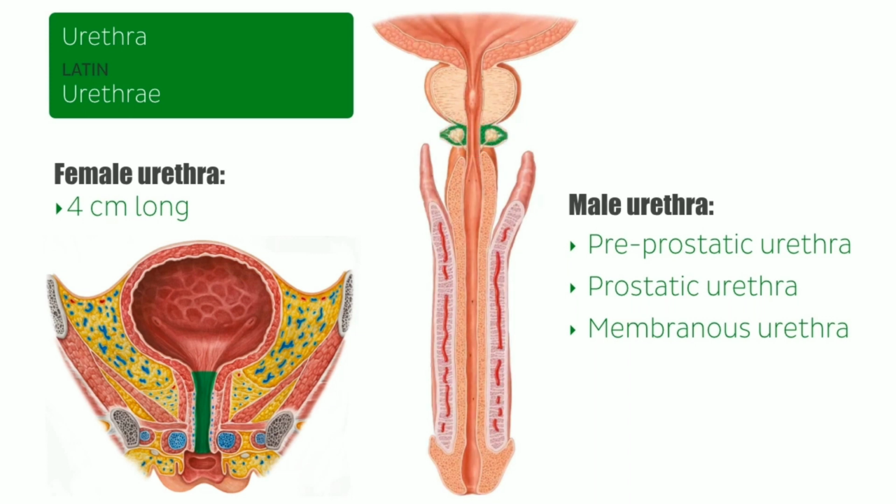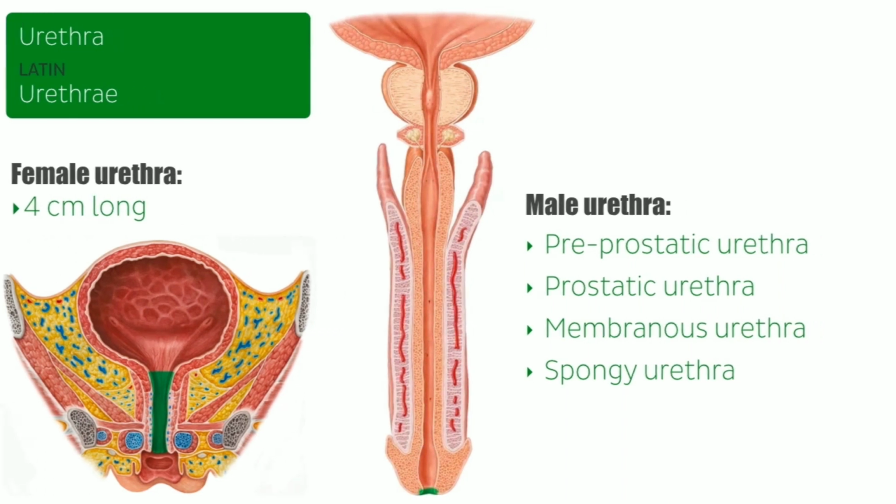And here we have the spongy urethra, also referred to as the penile urethra. And the spongy urethra is the final portion of the male urethra, and it's continuous with the membranous urethra. And this part of the male urethra is the longest, about 15 centimeters, and contains the external urethral orifice.